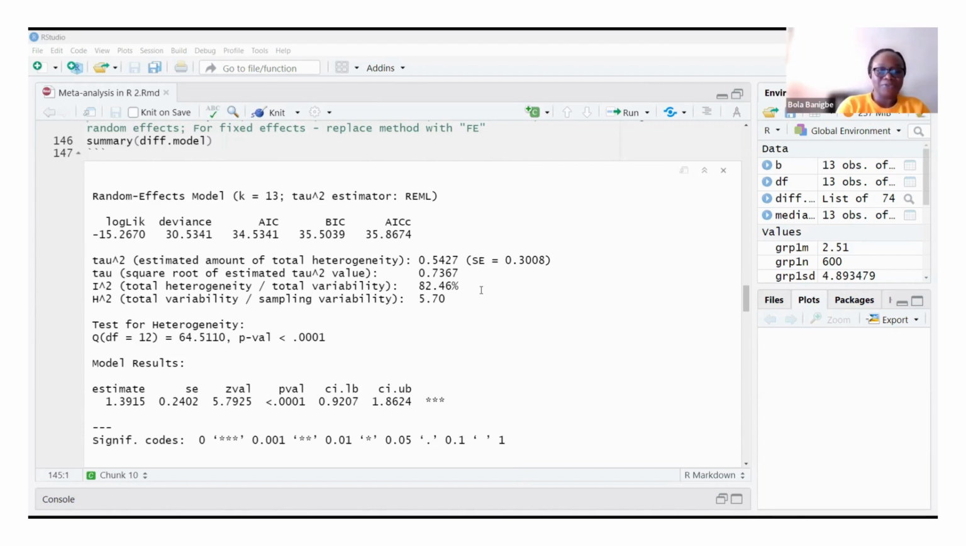Thank you, Sarah. I agree with you. I will start by saying we ran a random effect model, and there were 13 primary studies. We estimated tau squared, which is the between study variance, using the REML methodology. Heterogeneity is quite high, like Sarah correctly said. The effect size is 1.39. The standard error of the pooled estimate is 0.24.